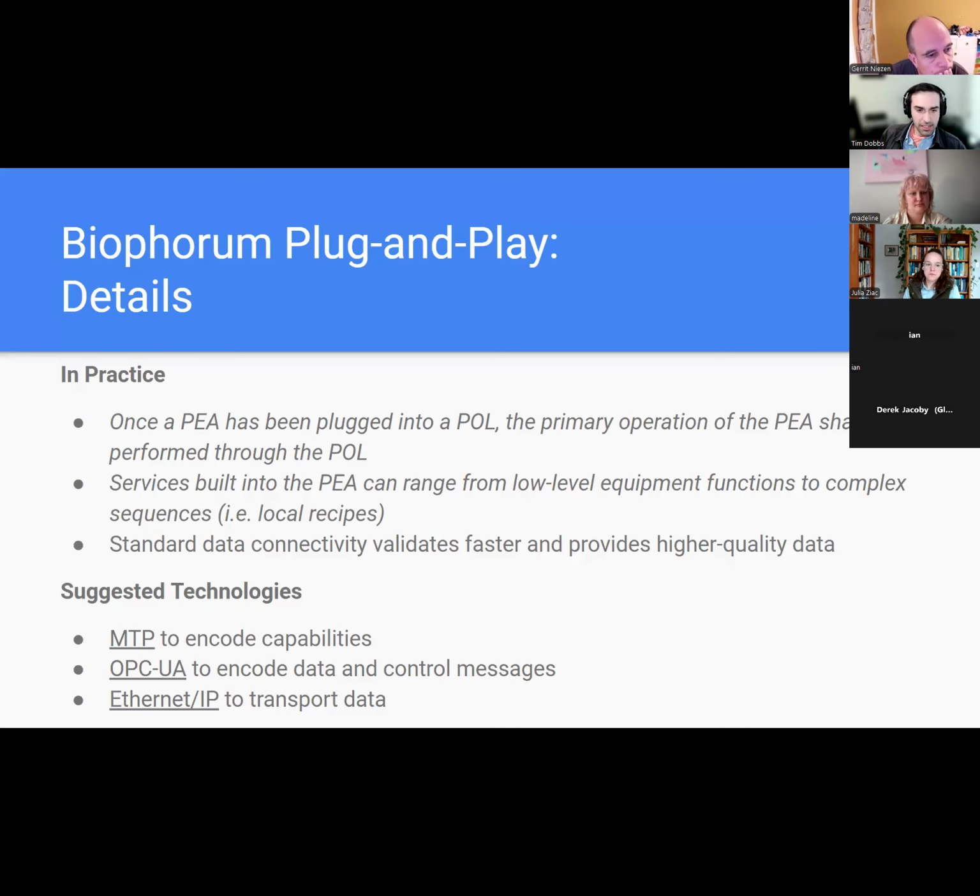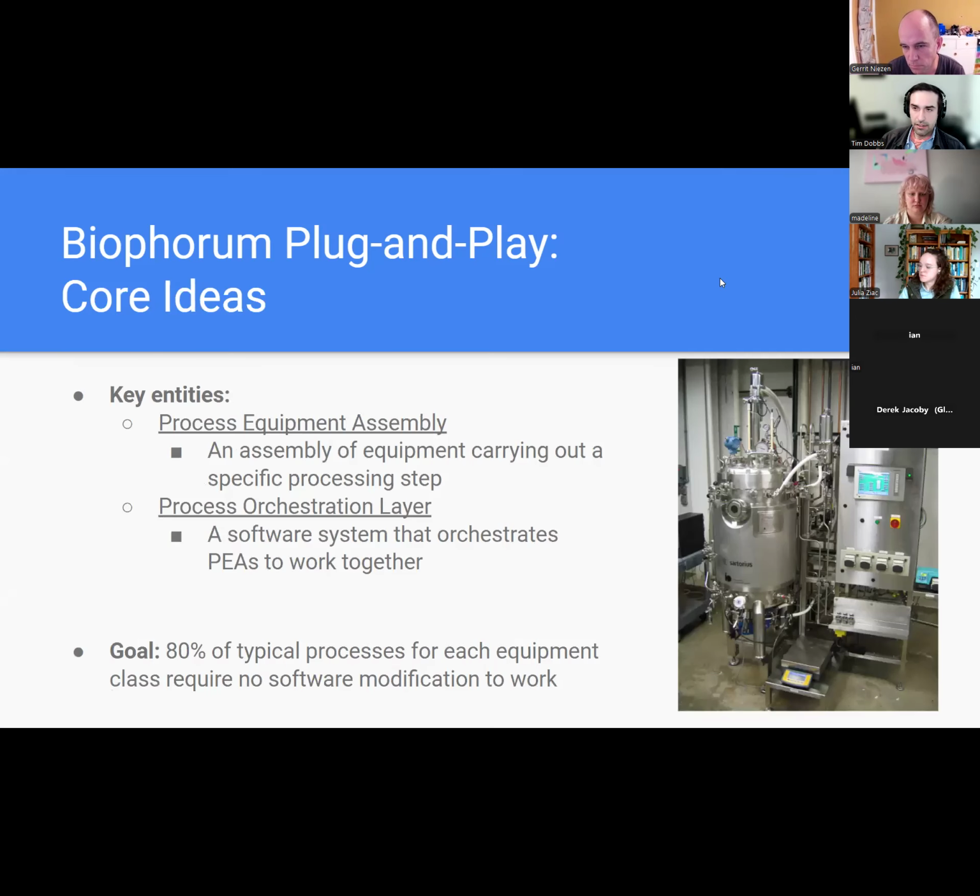A handful of other details here. So basically, the italics here are quotes. Once a P has been plugged into a POL, the primary operation of the P shall be performed through the POL. And so this is this idea that, if we go back, let me go back to here, you can see that this bioreactor has a screen on it. And that's very common, right? When you get these pieces of equipment, they have their own interfaces. But what they're saying here is that screen should be purely decorative, or maybe it can have some status, but you shouldn't really interact with it unless there's like a crucial safety thing.